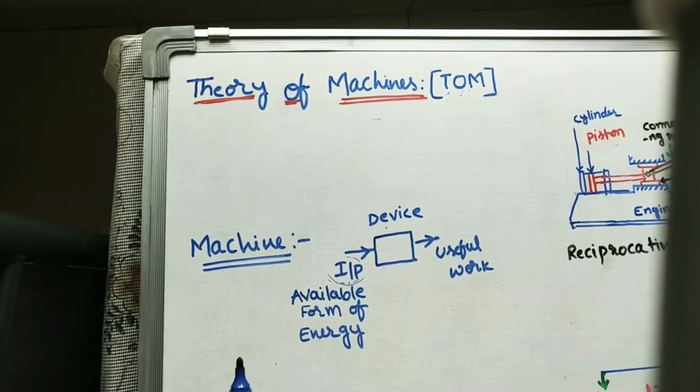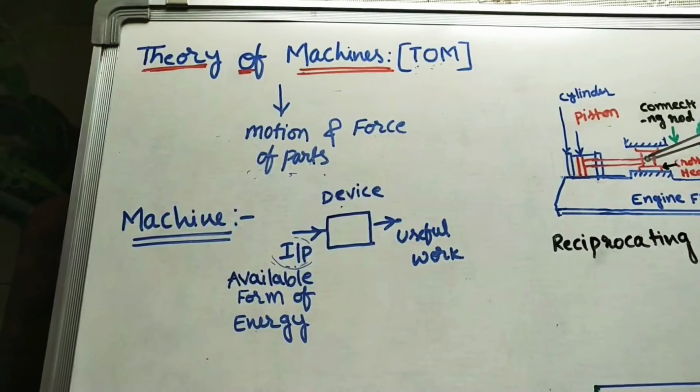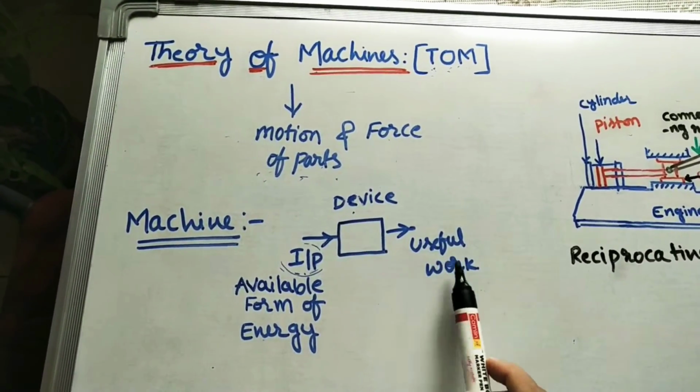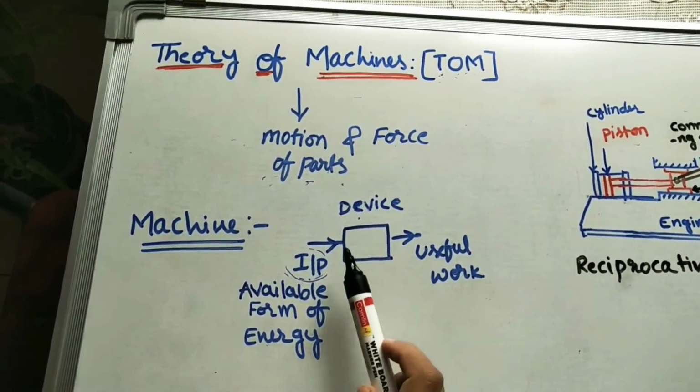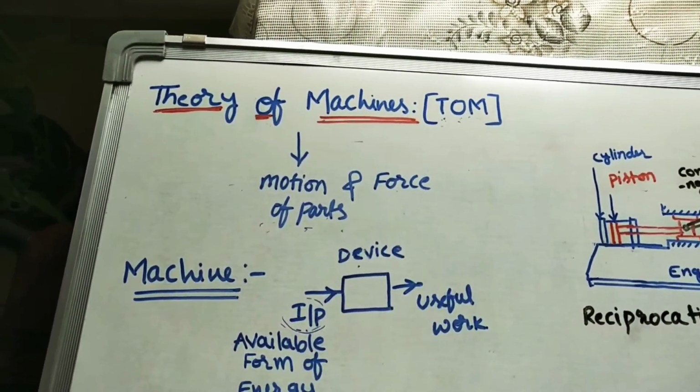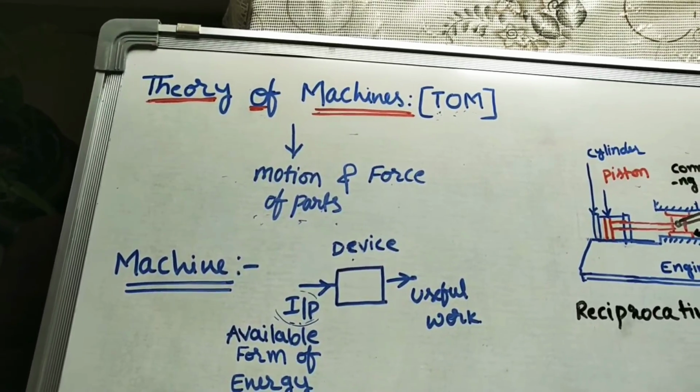So for different purposes we are using different machines. For drilling holes we are using the drilling machine. For automobile vehicles we are using diesel engines and petrol engines. As we know, machines have so many parts for obtaining the useful work. Those parts we can also call bodies. So theory of machines studies the relative motion of those parts.